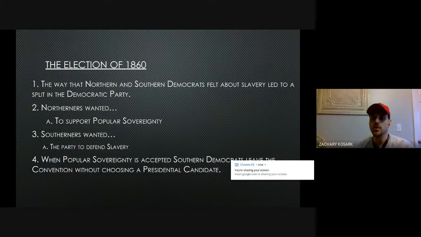So what you end up seeing in the election of 1860 is similar to 1856, where we had two separate races. You had a couple guys on the ballot in the North and a couple guys on the ballot in the South. You have the same situation that's going to play out in 1860. The Northern and Southern Democrats essentially disagree on slavery, how it should expand, where it should go, those different kinds of things.